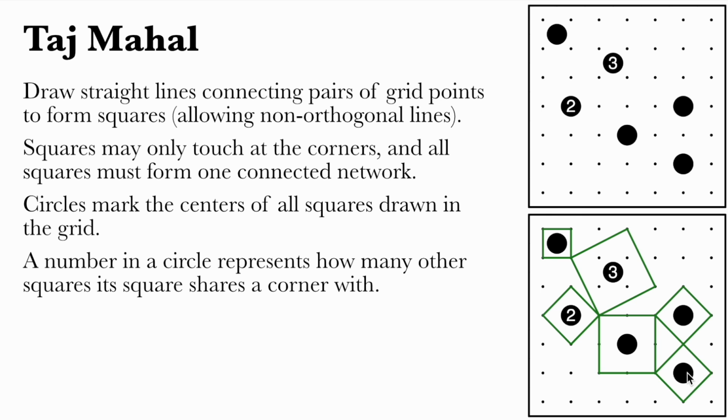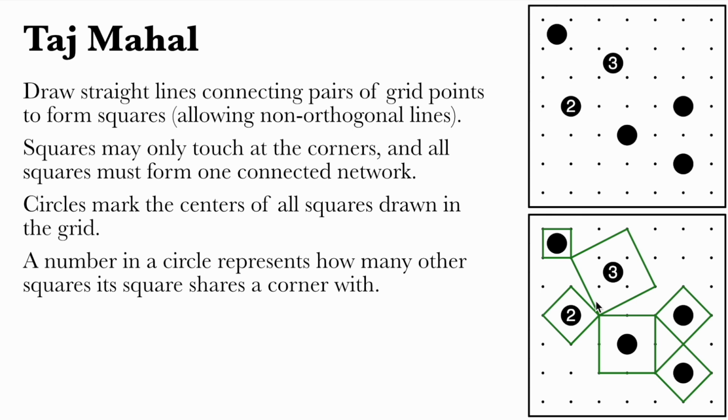So from any given square, we could go through the corners of those squares to reach any other square anywhere in our solution. Circles mark the centers of all squares drawn in the grid. So that's implying that there are exactly as many squares as there are circles in the puzzle, and that's going to be the center of each square that we find. And finally, a number in a circle represents how many other squares its square shares a corner with. A bit confusing there, but the example will clarify.